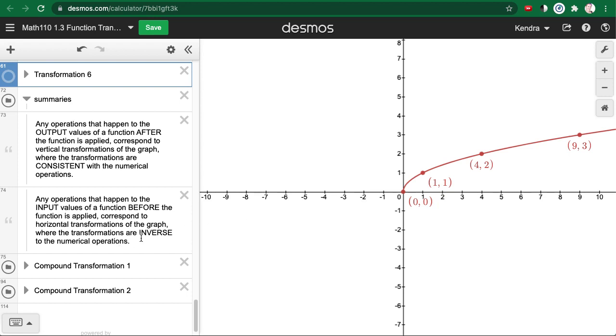If you add 5 to the input values before applying the function, then you subtract 5 from the x-coordinates on the graph. All right. I'm going to stop this here and I will do a couple of compound transformations in a separate video.